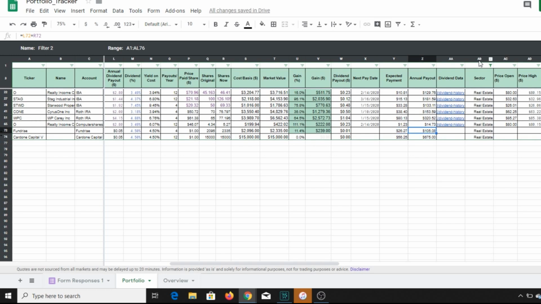So hoping to continue to grow this into a couple hundred bucks in the near term and up to a couple $1,000s in the long term. Cardone Capital is something I'm invested in, about $15,000 worth.